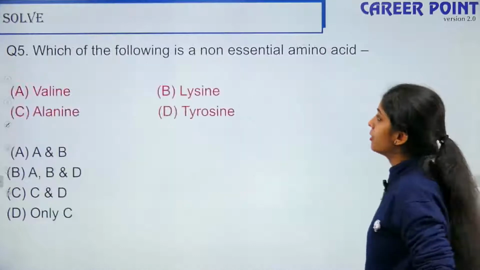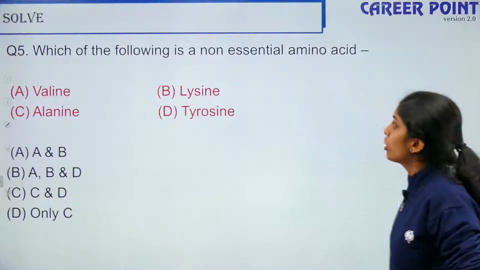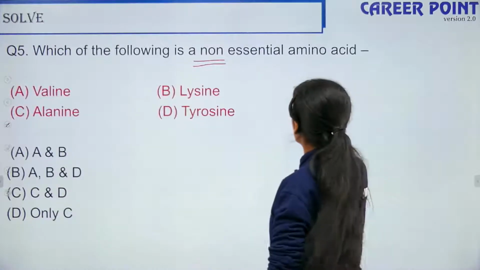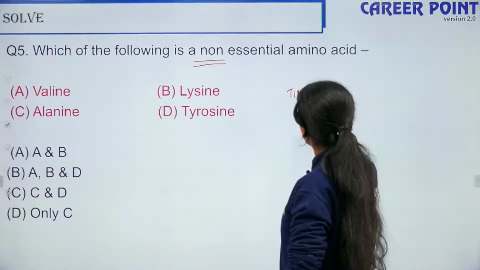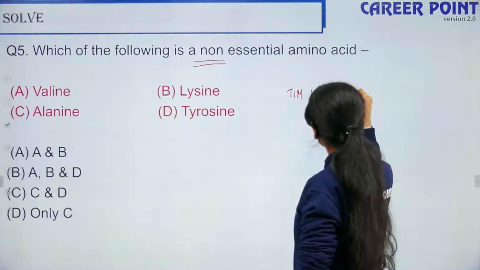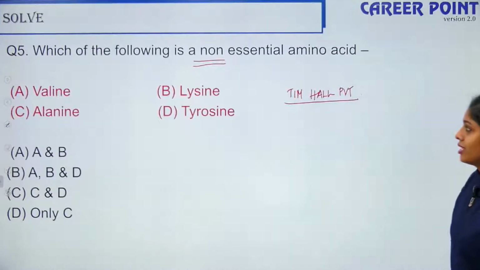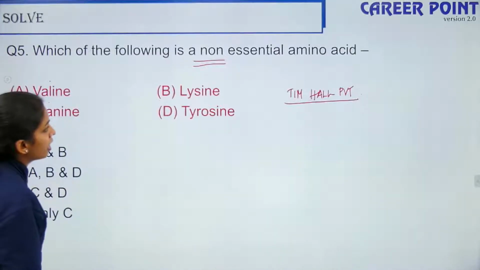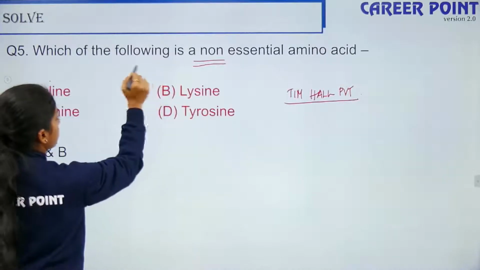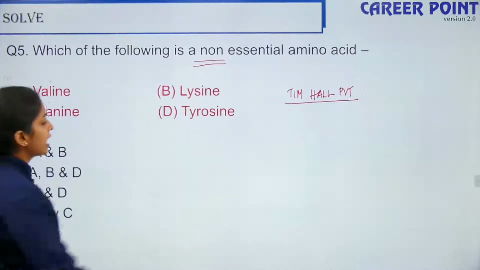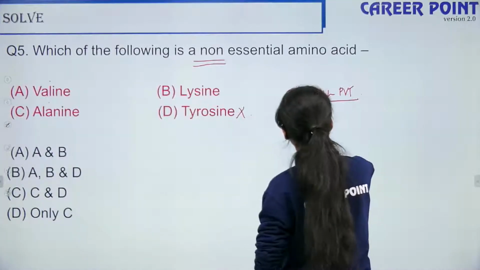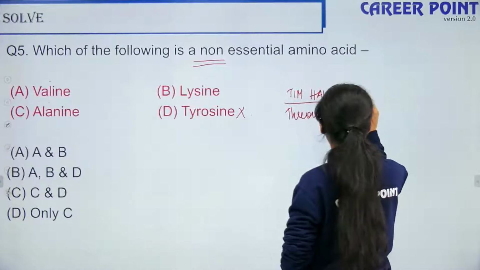Alright, clear? Okay, so question number 5. Which of the following is a non-essential amino acid? I told you to remember the shortcut. So you have valine here, you have alanine here, then lysine is also here. Tryptophan and threonine are there. Tyrosine is not your essential amino acid. One T stands for threonine. The other stands for tryptophan.